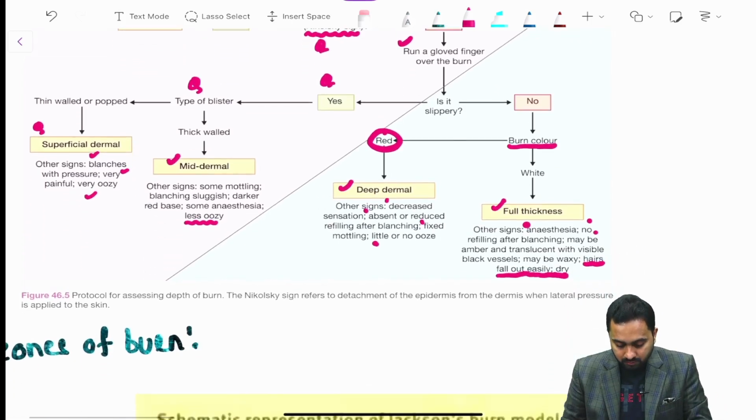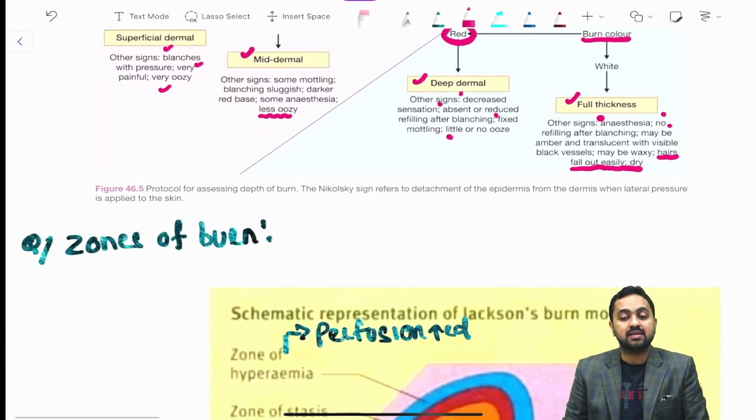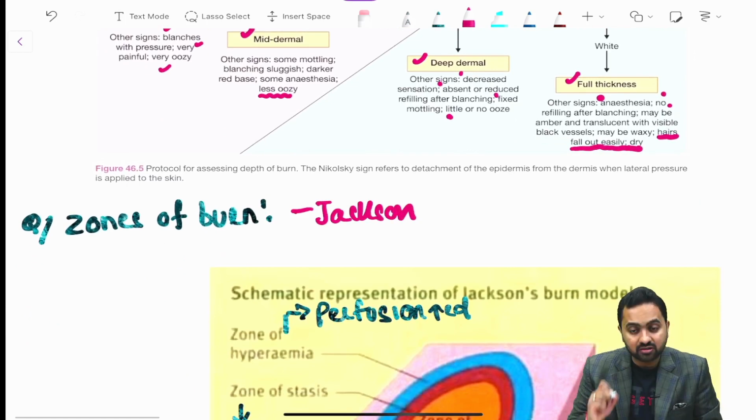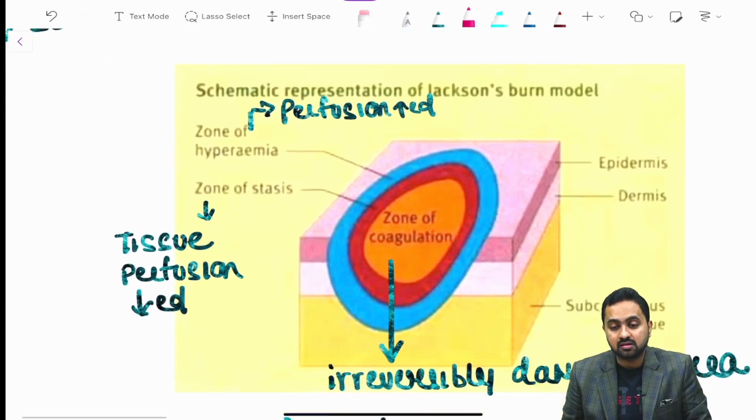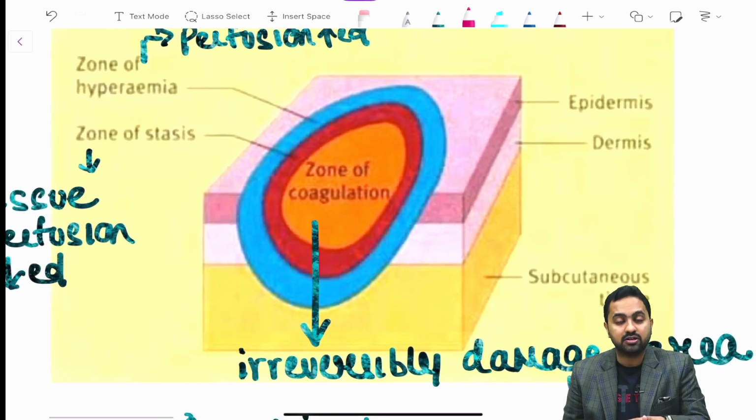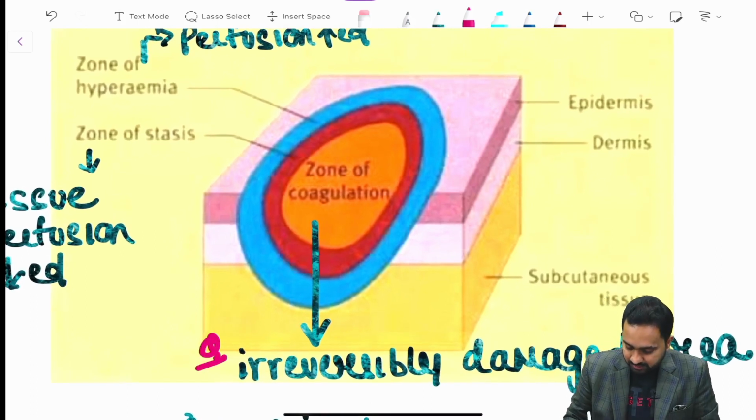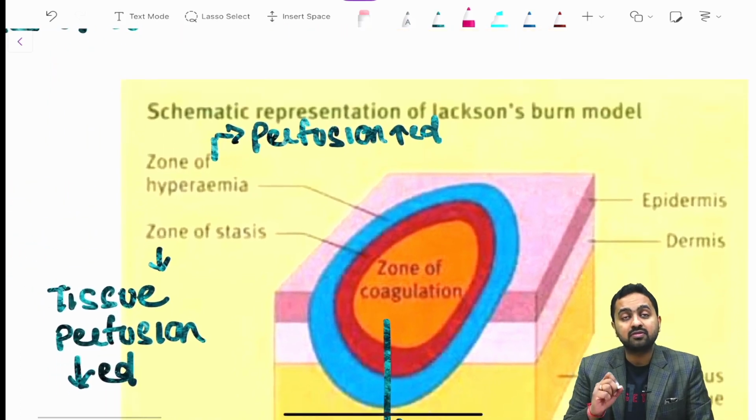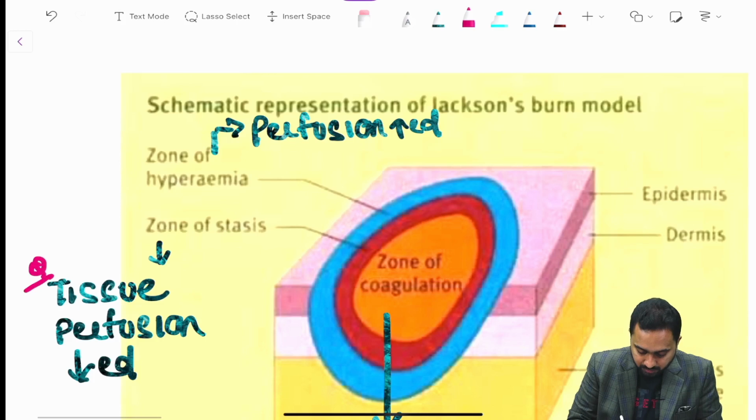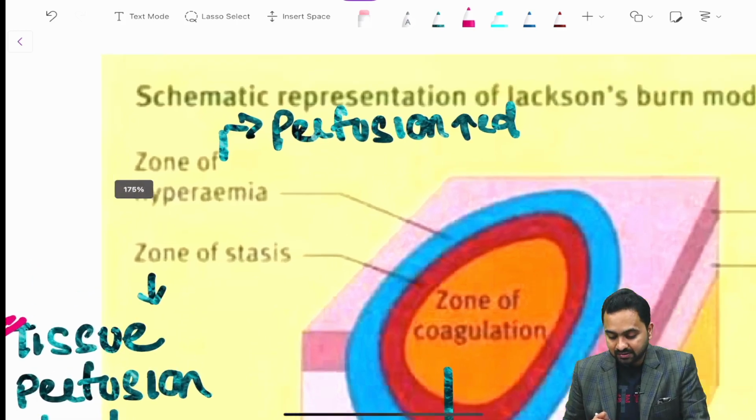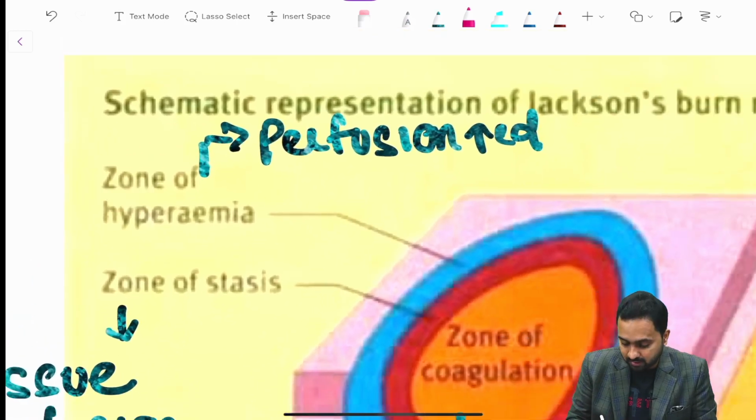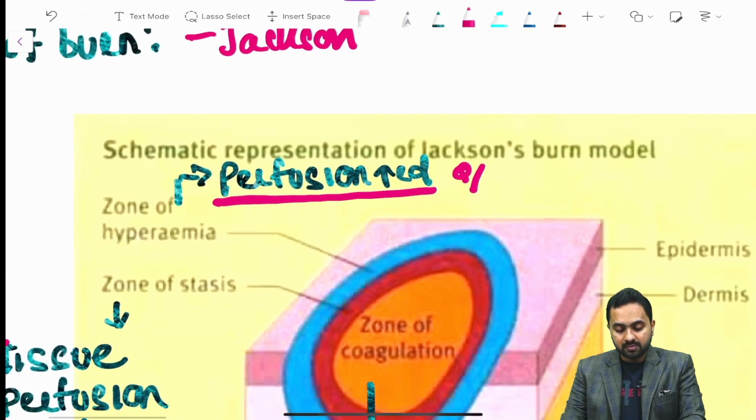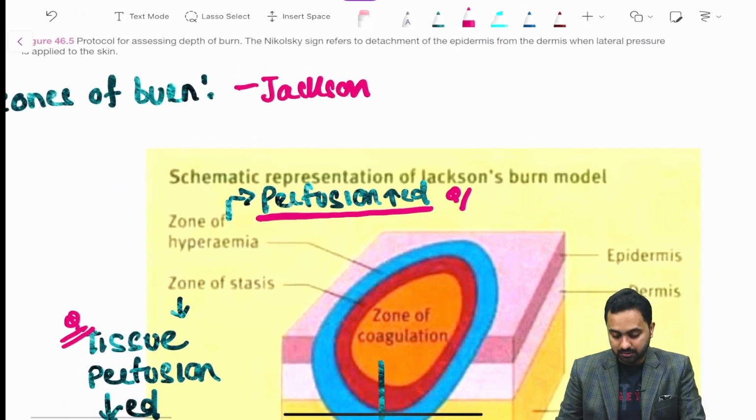Now, moving to the next important concept, regarding the zones of burn, which was given by Jackson. We have 3 zones of burn. You can see the first is the zone of coagulation. This is the irreversibly damaged area. Then we have the zone of stasis, where tissue perfusion is decreased, and then we have the zone of hyperemia, where perfusion is increased. Please remember this regarding the zones of burn.